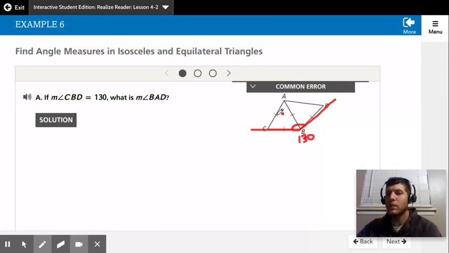But if we look at triangle ABC, we notice that that's an equilateral triangle. So if it's equilateral, we also know it's equiangular. So we know these three angles, angle C, angle CAB, and angle ABC, are all going to be the same. So they're all going to end up being 60, right? The three angles of an equilateral triangle are 60, 60, and 60. If we do 180 divided by 3, we get 60 degrees. So all three of these are 60 degrees.